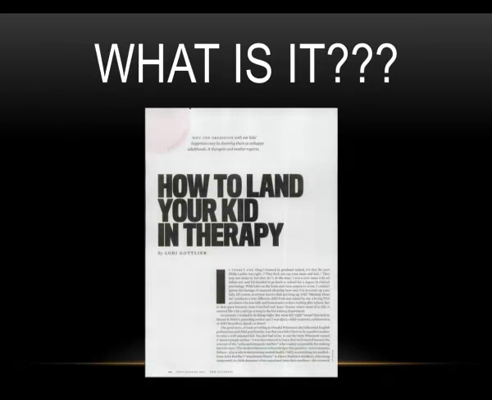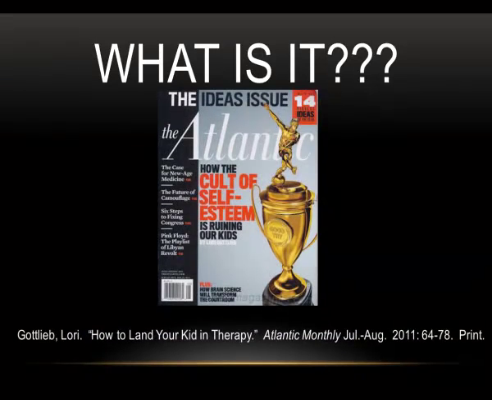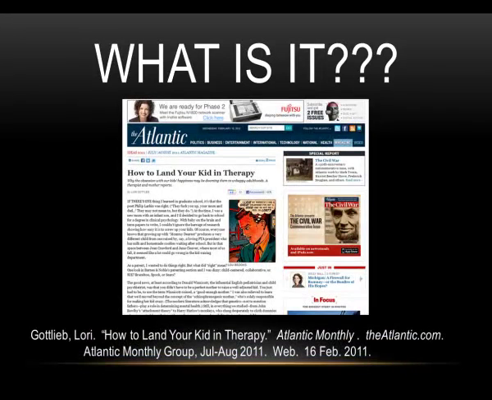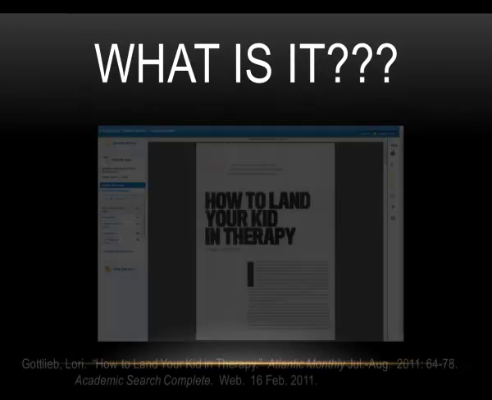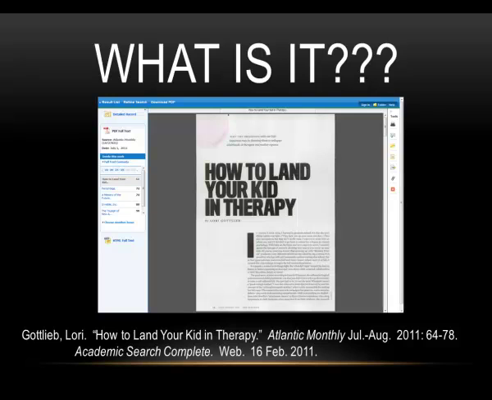For instance, here's a magazine article that could be cited in multiple ways. It could simply be cited as a print article. It could be cited as an article from an online magazine, or it could be cited as a magazine article in an online database. It all depends on how we found it. If you ever have trouble deciding what type of resource you're citing, please ask a librarian for help.